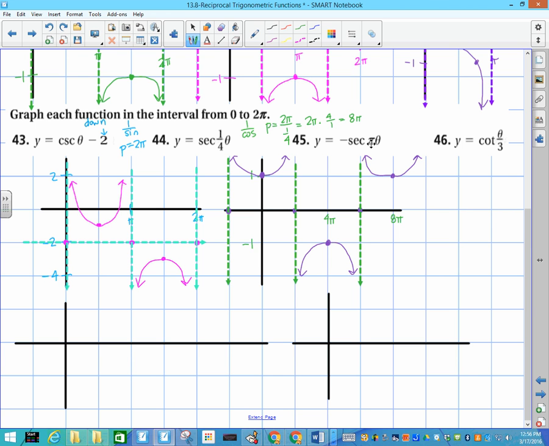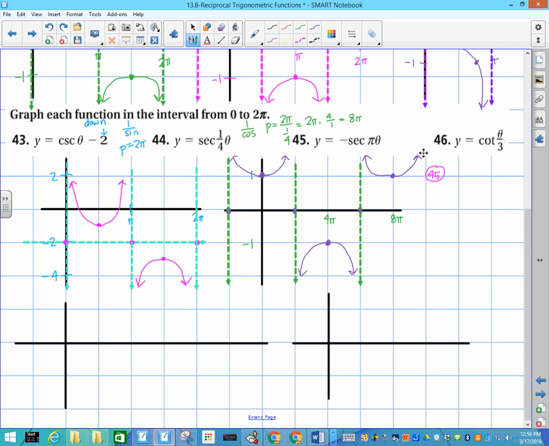That was pretty bad. One of the things I want to point out, it says from 0 to 2 pi. So really all you had to graph was this piece right here. But I think it just helps to understand when you have to continue that graph. Okay? All right. Let's go with number 45, and I'll put the little work that we do right here.